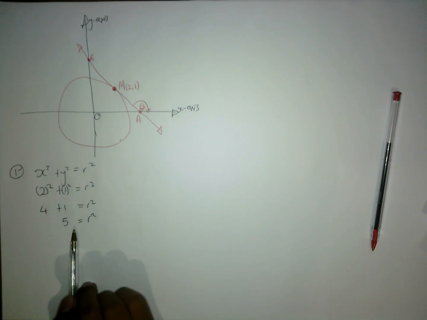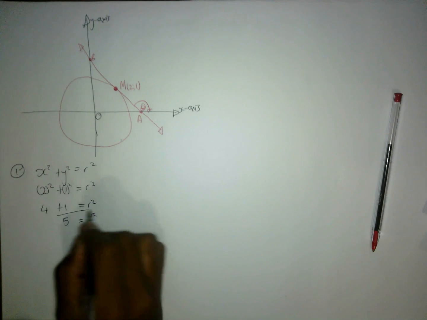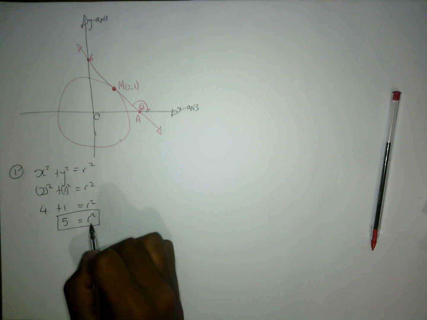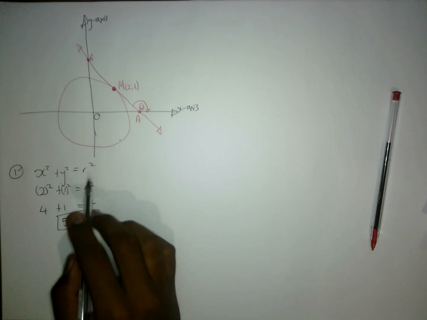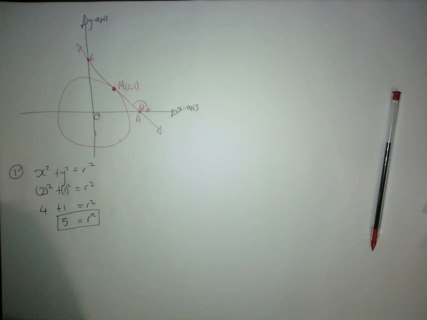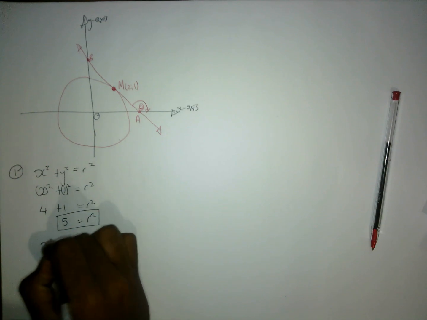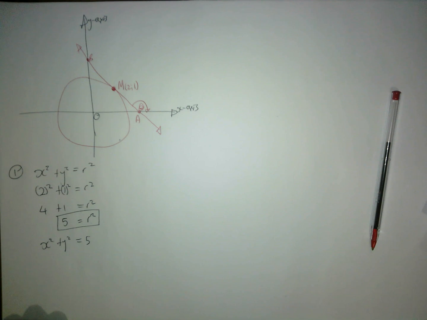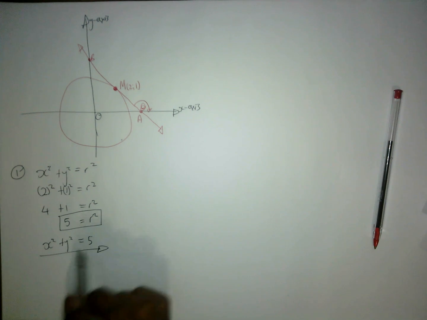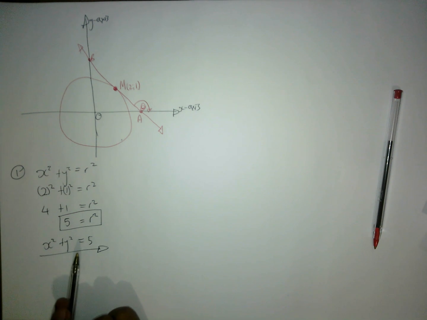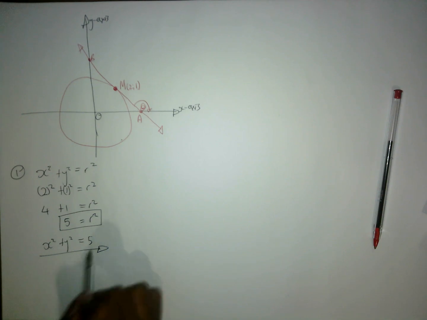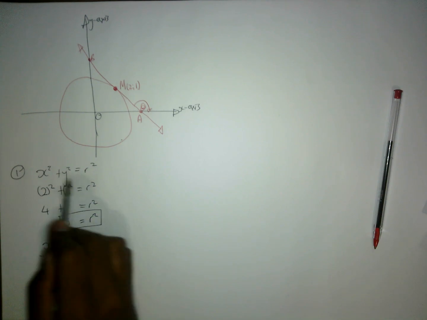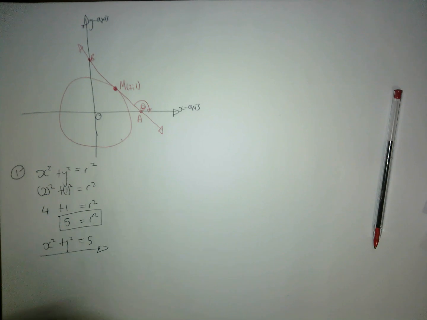And our formula uses r squared, so we don't have to square root this 5. It stays like that. So all we do now is say x squared plus y squared equals 5. When they say determine the equation of a circle, this is how you must end it. These are exactly the steps you must follow. Nothing more, nothing less.